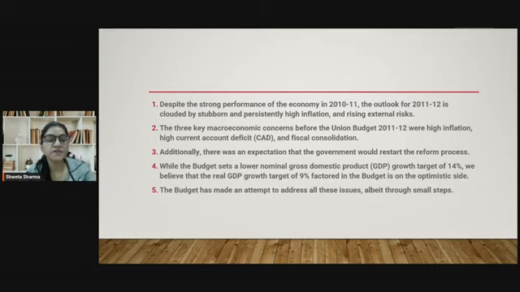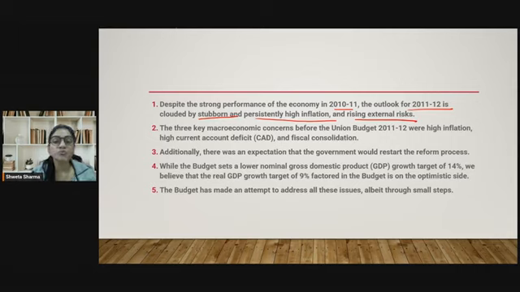So yes, the answer is A again. It should be BCEAD. That is what we can see as the correct answer. What is the opening sentence here? It says, despite the strong performance of the economy in 2010-11, the outlook for 2011-12 is clouded by stubborn and persistently high inflation and rising external risks.